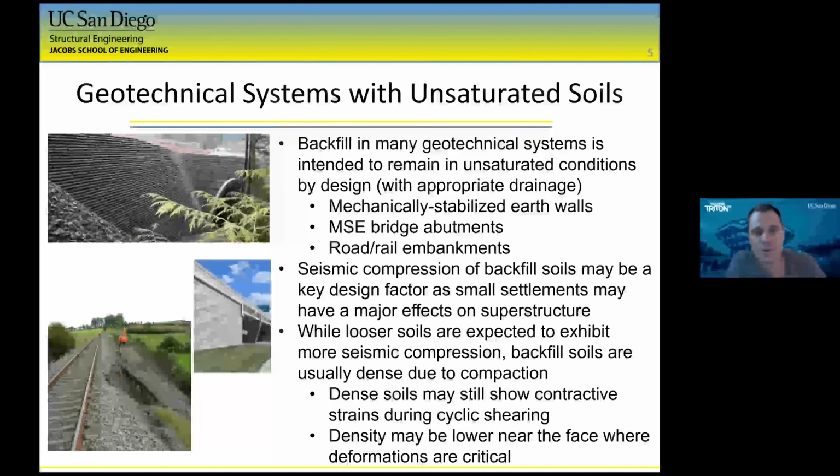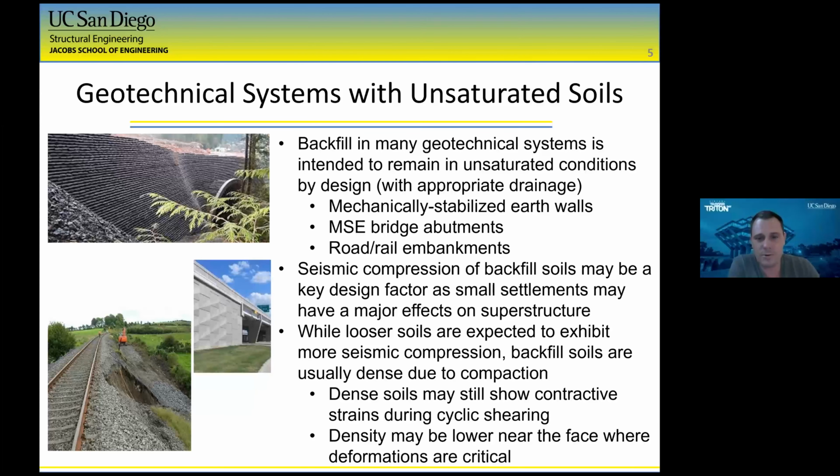So why is this important in transportation structures? We try to build a lot of the above-ground geotechnical structures that are supporting transportation infrastructure to be unsaturated. These unsaturated backfills are used in mechanically stabilized earth walls, MSE bridge abutments, which is a newly popular area, and also embankments for roads and rails. This could be an important design feature because even a small amount of settlement that occurs in these backfills could have a major effect on the superstructure, especially when you're looking at an MSE bridge abutment.